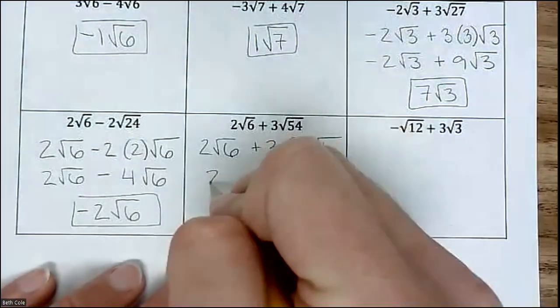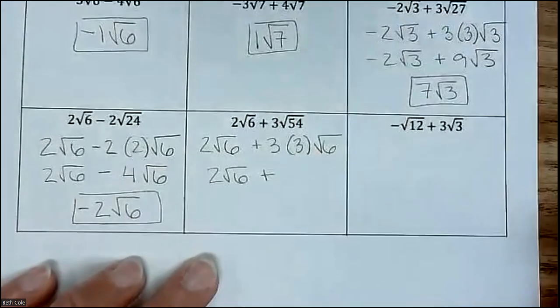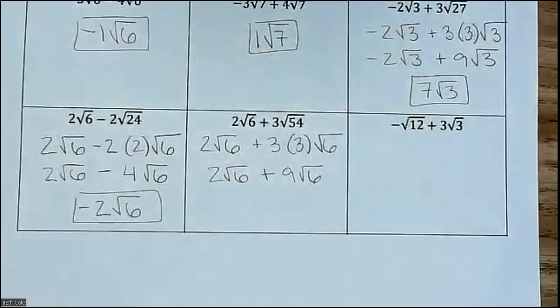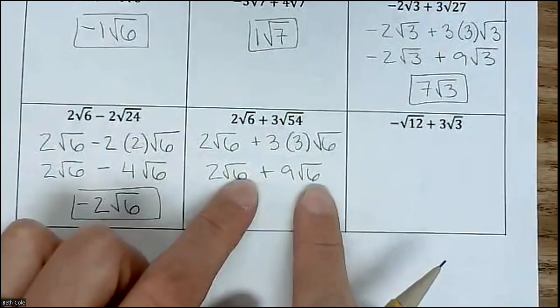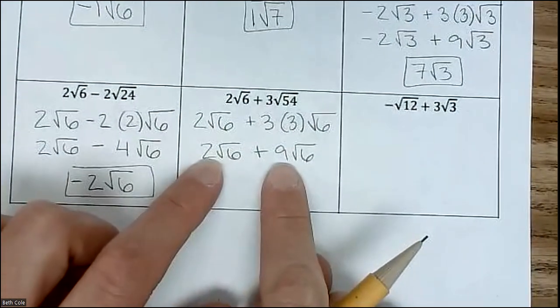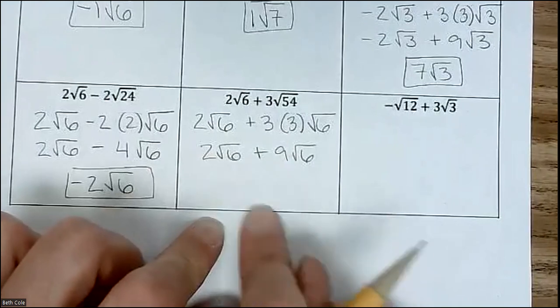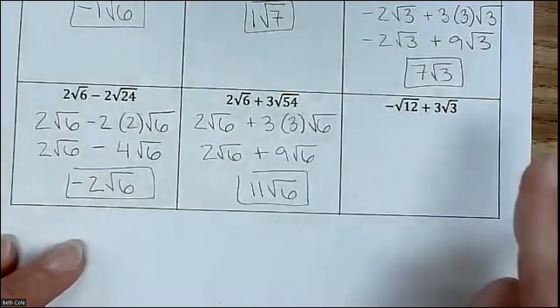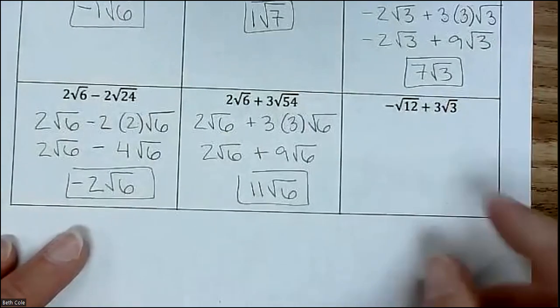And so this would be 2 square root of 6 plus 9, 3 times 3, square root of 6. Now they're the same, just add them together. And what would be your final answer? 11 square root of 6. Cool. It sounds like we've got that. I'll fill this one in and put it on Schoology.